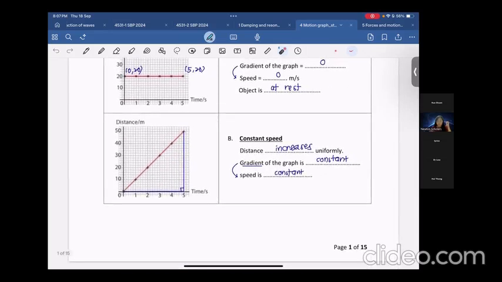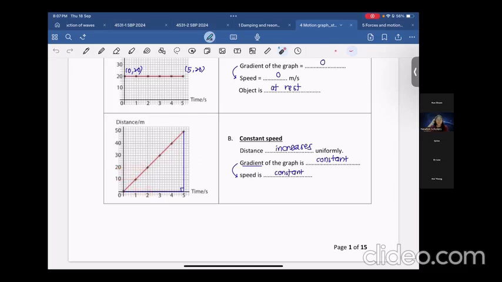Now look at this. Is the object moving? Yes, because the distance is increasing. Starting from the origin, 0 here, it starts to move. Then 10 meter, 20 meter, 30 meter, 40 meter, 50 meter. 1 second increases 10 meter, another 1 second increases another 10 meter. So can you see that it's moving with constant speed?